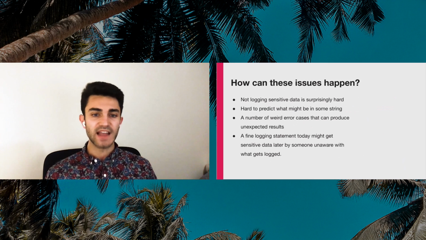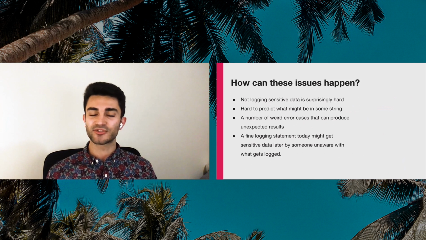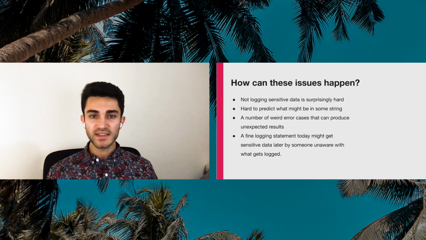It turns out not logging sensitive data is surprisingly hard because when you're dealing with a code base with millions of lines, it's honestly hard to predict what might be in any given string. And there are ways to limit that risk, which we'll talk about soon, but it's very hard to know for sure. And because of the complexity, when you're dealing with such large systems and such large amounts of code, there can be a number of weird edge cases that produce unexpected results.